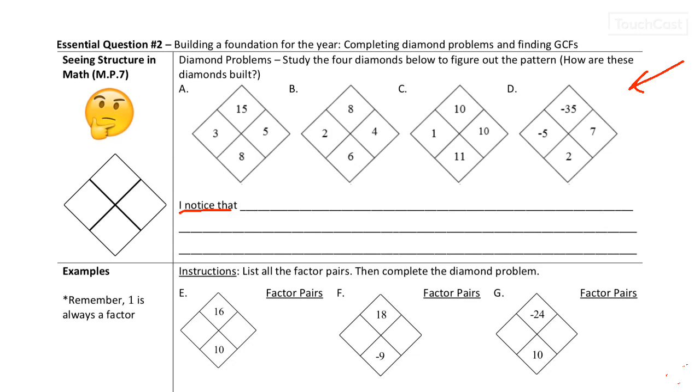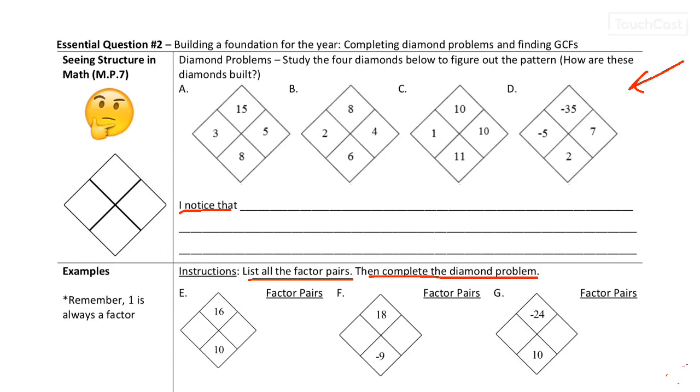Okay, so we're going to start in example E. And our job here is to list all the factor pairs and then complete the diamond problem. So I'm going to teach you how to do this if you've never seen it. If you've seen it before, this is going to be a nice review. So what I'm going to do is kind of explain what the diamond pattern is all about.